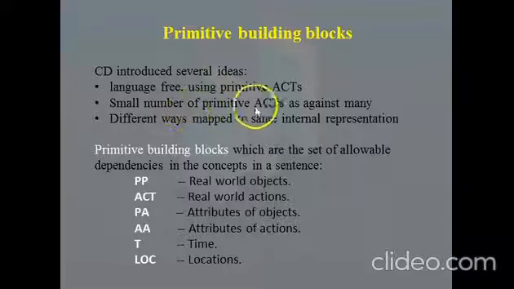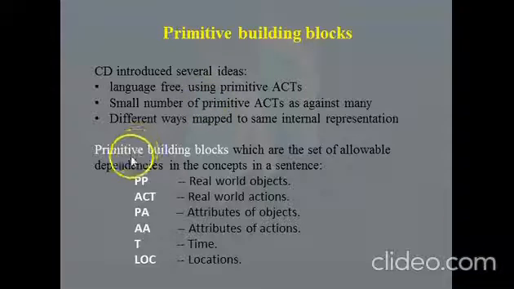Then, a small number of primitive acts. We have only just 11 primitive acts, which can be used for representing many sentences, thousands of sentences. Then, different ways map to the same internal representation. We can have different sentences mapped onto a single form which is used with primitive acts.